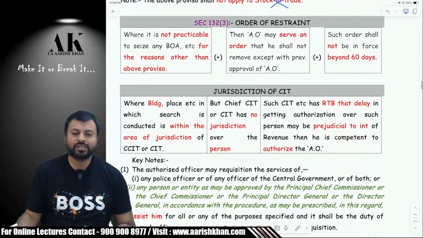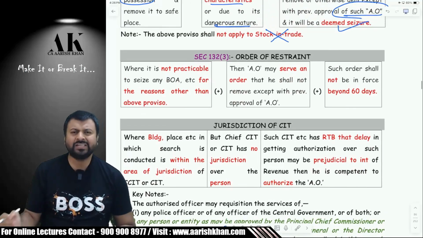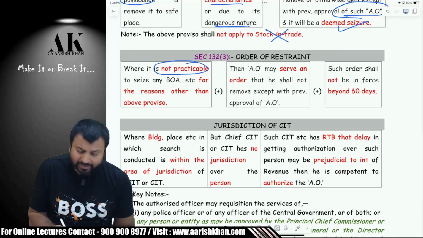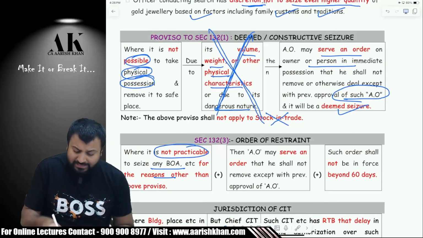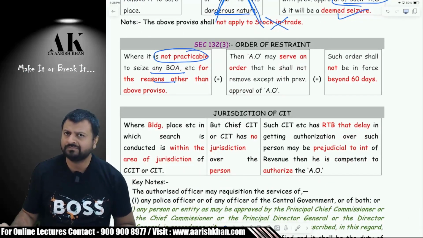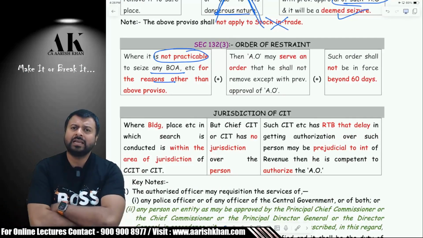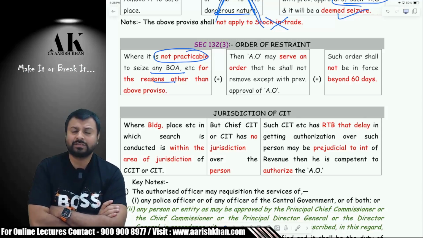Now the next question is order of restraint. Sir, what is order of restraint? It is used when it is not practicable for the department to seize anything for reasons other than these. For example, I have told you in class also, there was a search done in the house of Mr. A. In the bedroom of Mr. A, nothing was found. So the department went to the brother of Mr. A, that is Mr. B's bedroom, and they found some jewelry over there.